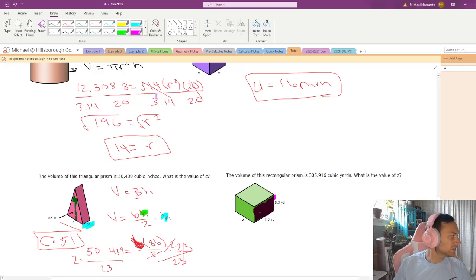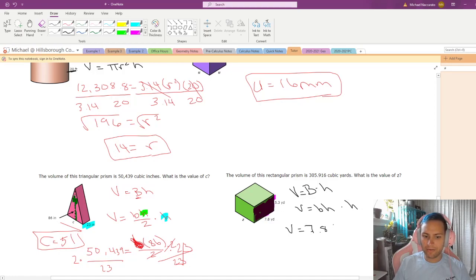So when I go in and start setting this up, I'm going to have big B times H for volume equals, where we know that big B is the area of this rectangle. So that's just base times height. So it's base times height times the prism height. Again, keep those H's as separate ideas. So my base of my rectangle is 7.8, and the height of that rectangle is 5.3. And we're multiplying it by this height, which is z.